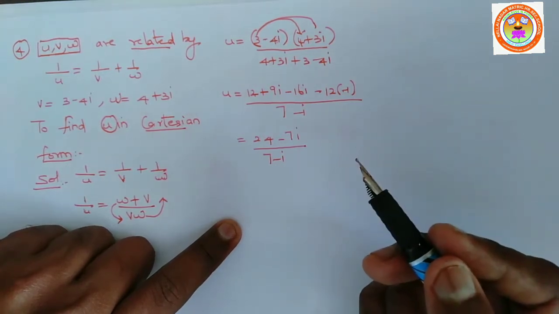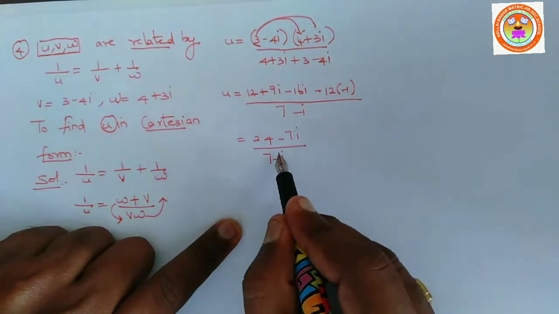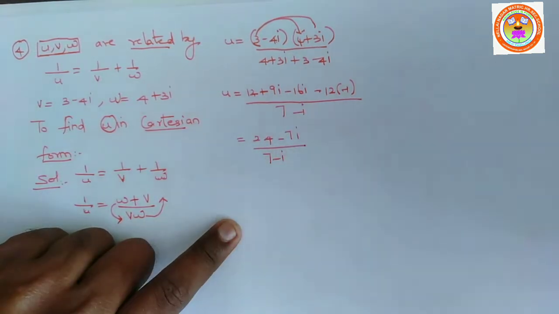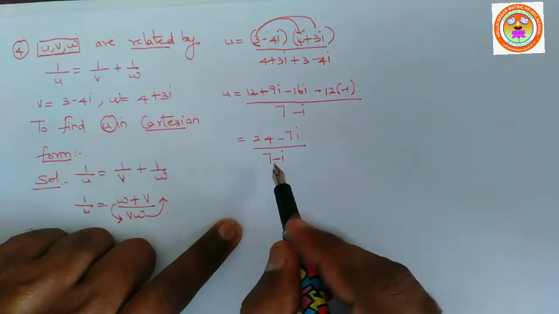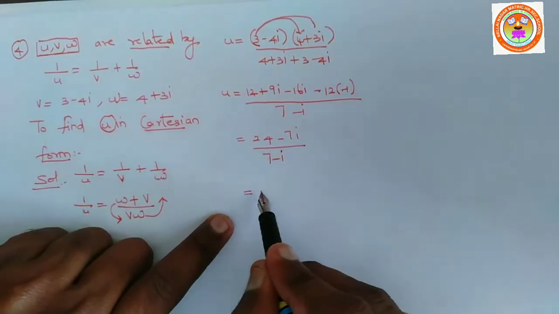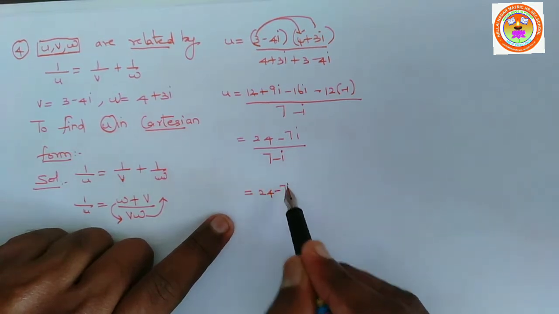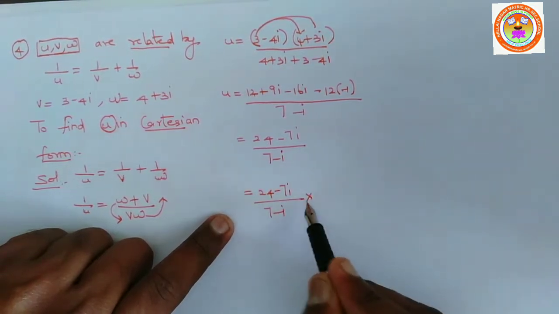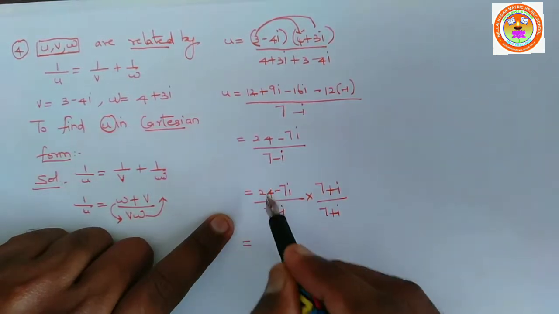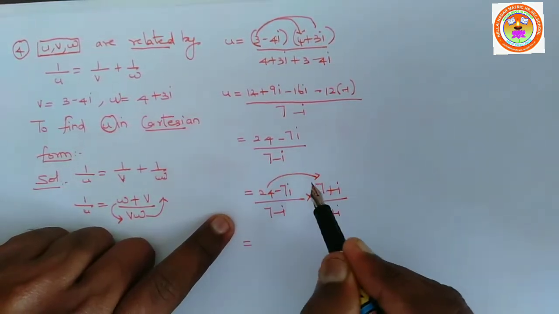Then what do you want to do? The next step: the denominator should not be a complex number. This is also a complex number, both are complex numbers. Mainly the denominator should not be complex, so we need to conjugate. 24 - 7i divided by 7 - i, multiplied by the conjugate 7 + i divided by 7 + i.